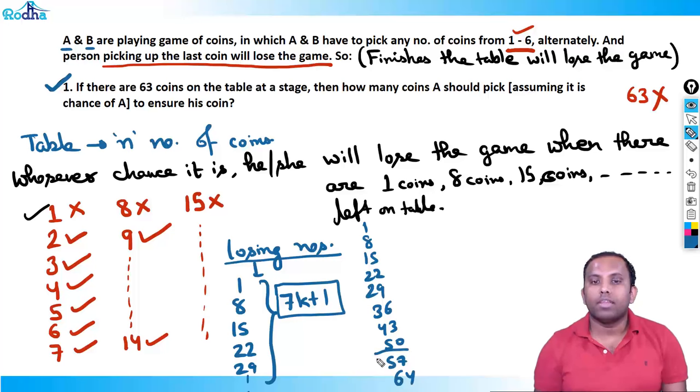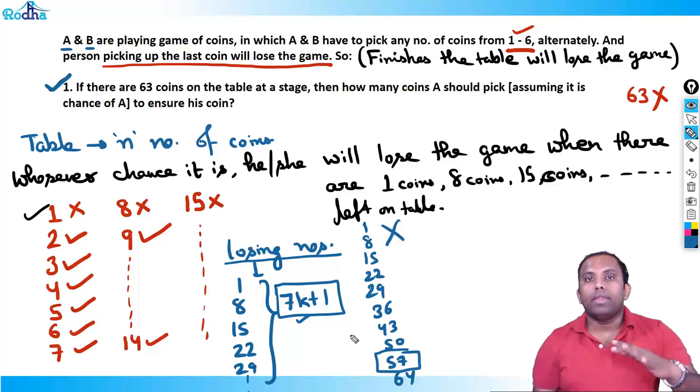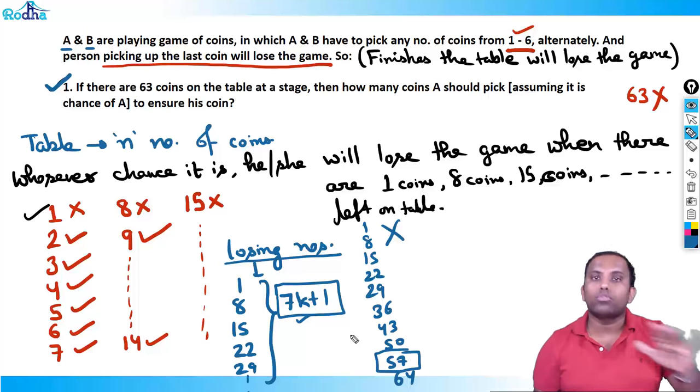So 57 is the number just before 63 which is of the form 7k plus 1, right? No need to go this far. You can directly do it: at k equal to 9, it becomes 64, 7 into 9 plus 1. At k equal to 8, 7 into 8 plus 1, 57. So there are 57 coins. If you bring the game down to 57 for the person whosoever chance it is, he will lose the game.